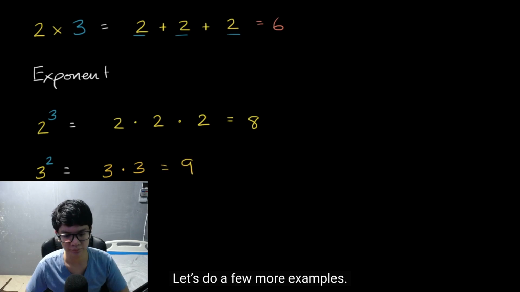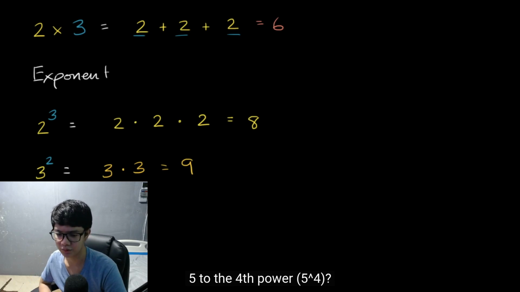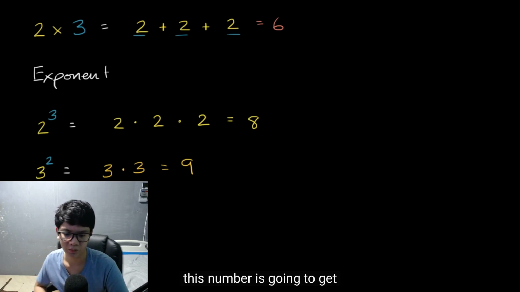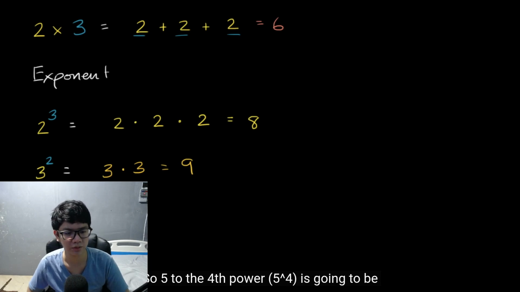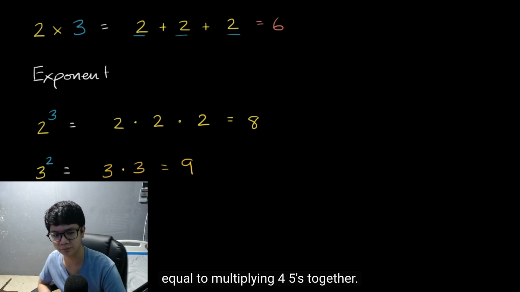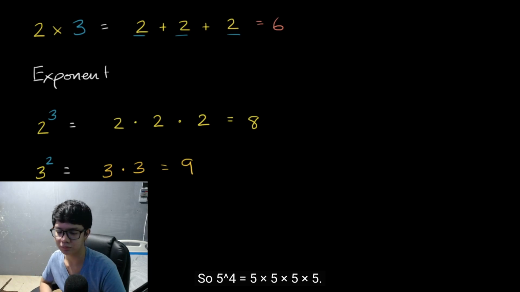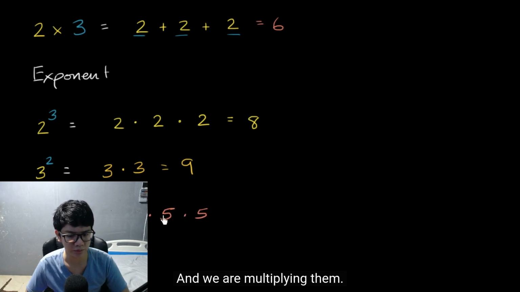Let's do a few more examples. What is, say, 5 to the fourth power? And what you'll see here is this number is going to get large very fast. So 5 to the fourth power is going to be equal to multiplying 4 5s. So 5 times 5 times 5 times 5. Notice we have 1, 2, 3, 4 5s, and we are multiplying them.